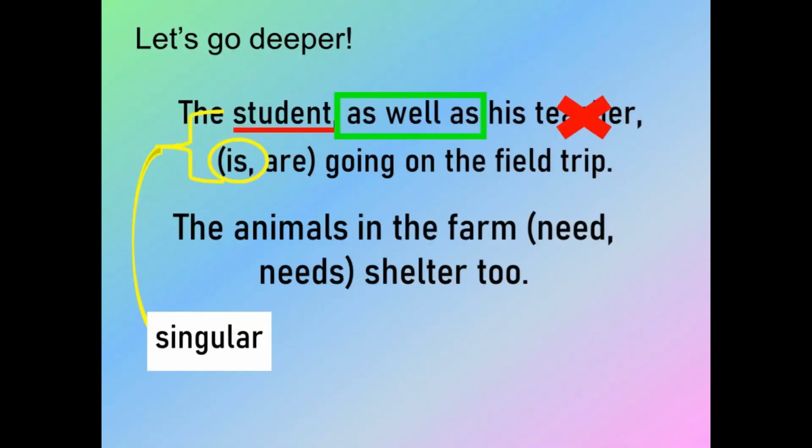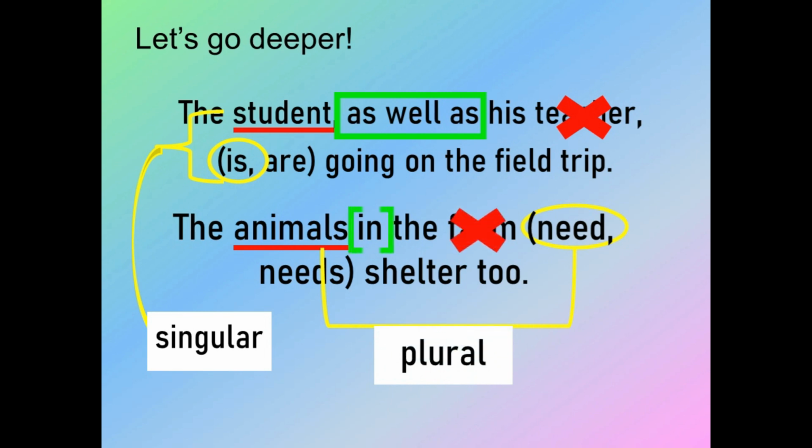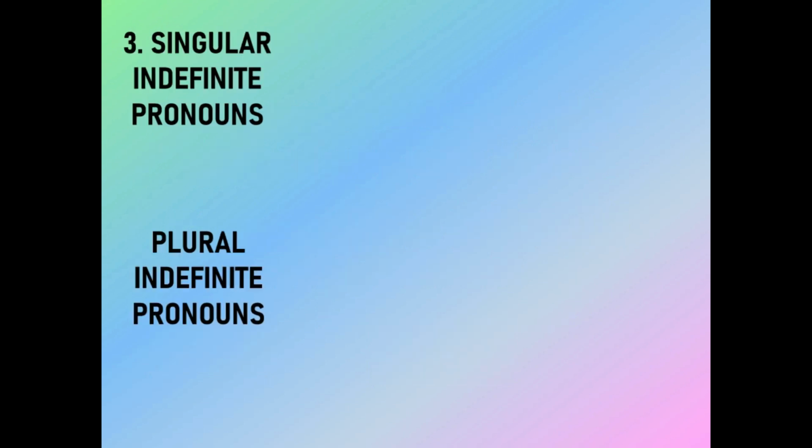Second sentence, the animals in the farm need shelter too. We have the subject animals, which is plural. So we are going to use need, which is also plural, with no S. Now let's go to another one.